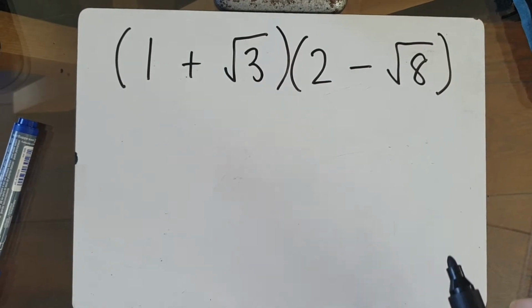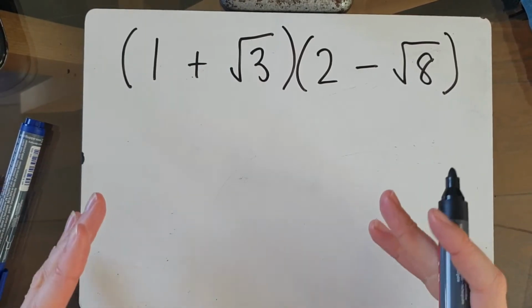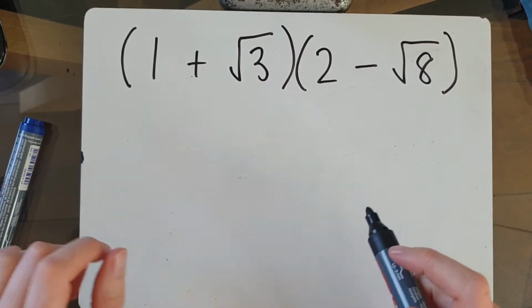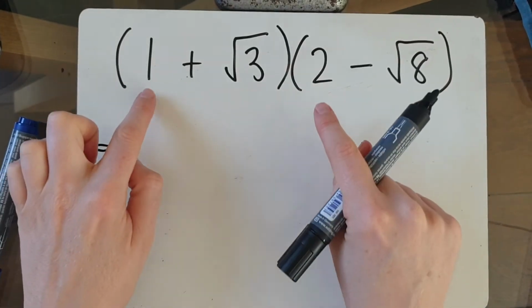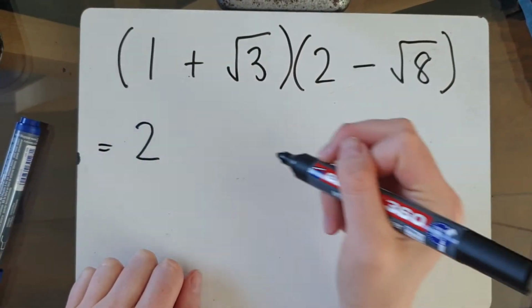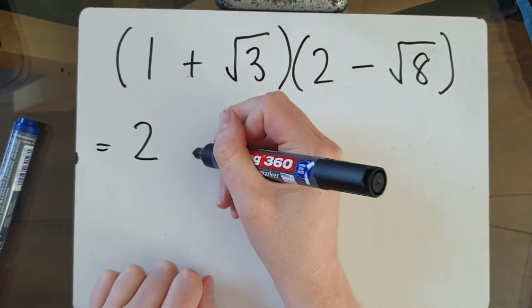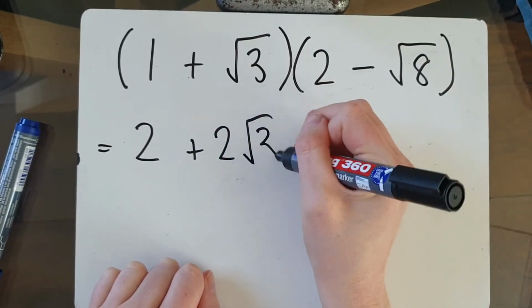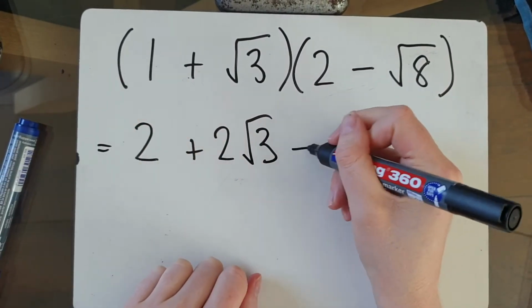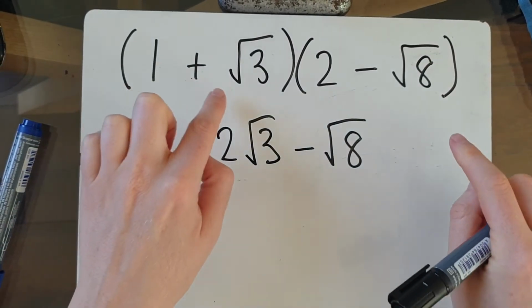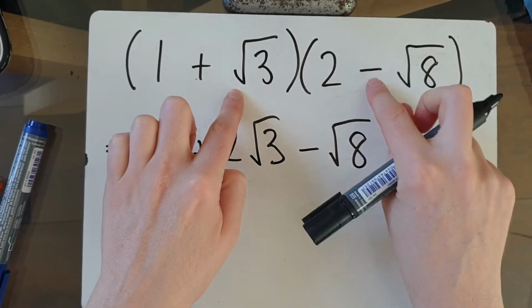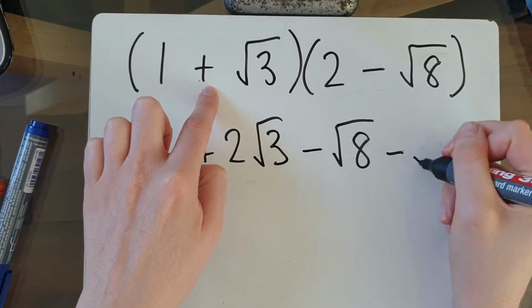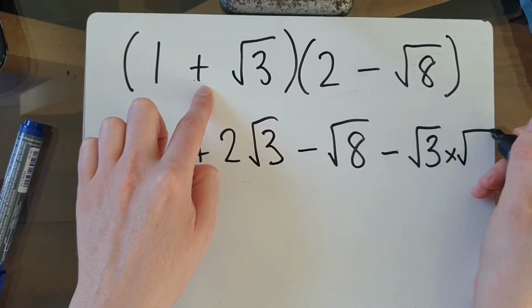If I do the same then with double brackets but with surds in, I'm going to multiply it out in exactly the same way. I'm going to do 1 times 2, so that's 2, plus 2 root 3, minus root 8, and then minus, because it's a minus and a plus, root 3 times root 8.